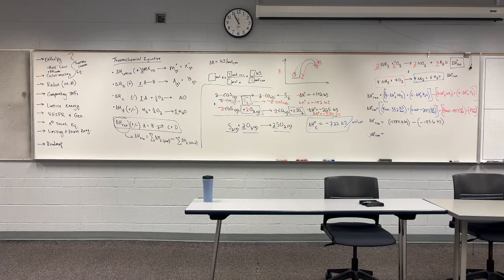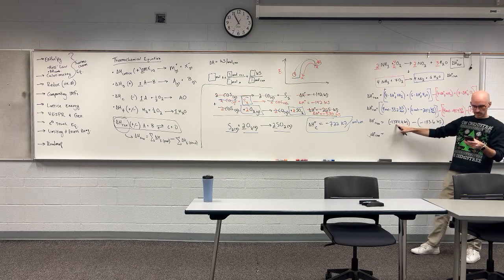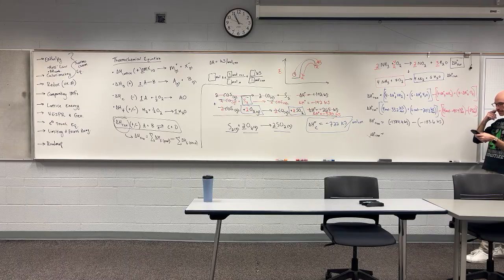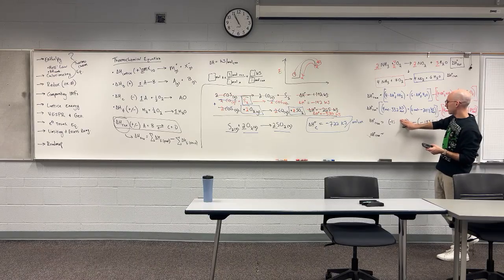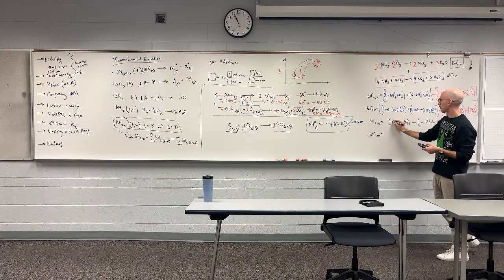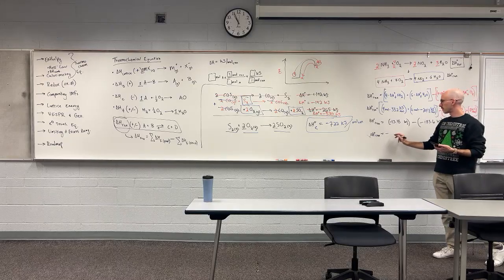My left side's wrong. You all got that? Oh, you know what? I bet it's because I did something weird with my parentheses. Okay. Negative 1318, any decimal points? All right, and then here you're getting negative.